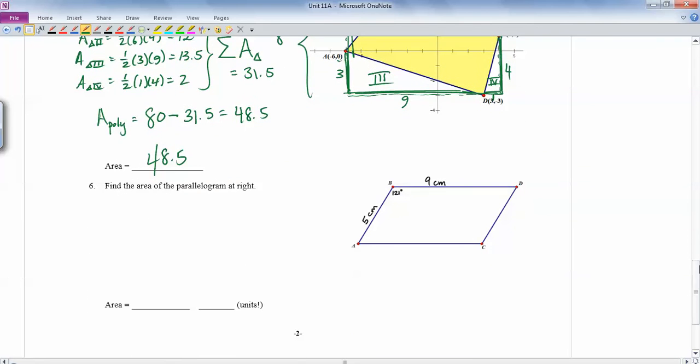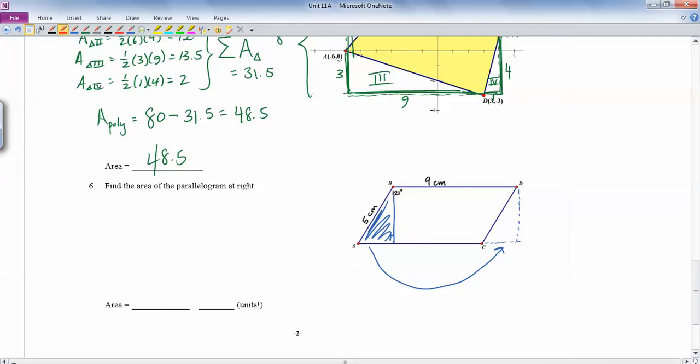We got one more problem down here, number 6. It says find the area of the parallelogram. Well, we don't have a formula for area of a parallelogram yet. Notice if I were to, I don't know, let's say make a rectangular shape here, this triangle is going to be the same as if I just chop off this triangle and move it to there. You see that?